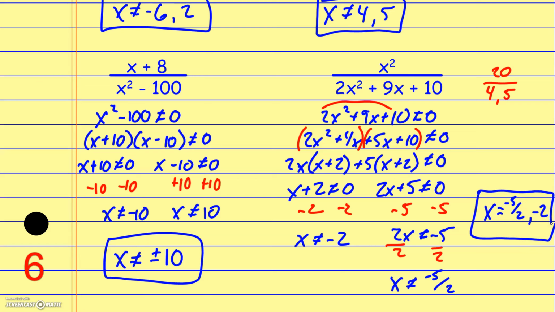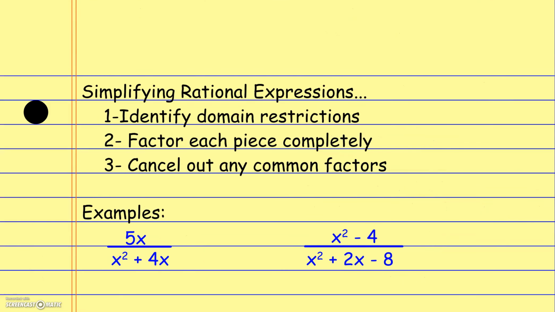Okay? So then moving on from here, once we have domain restrictions, what we want to do is start simplifying these things. So to simplify rational expressions, here's what we're going to do. We're going to start by identifying any domain restrictions. So make sure I have all the values that x can't equal. I always have to do that first, because we'll get restrictions that get canceled out, but those restrictions still exist, all right? So we have to identify the domain restrictions first. Then we're just going to factor everything completely and then cancel out any common factors that we might have, okay?